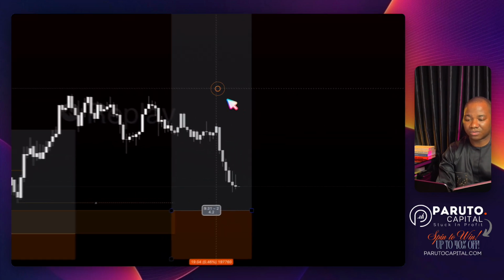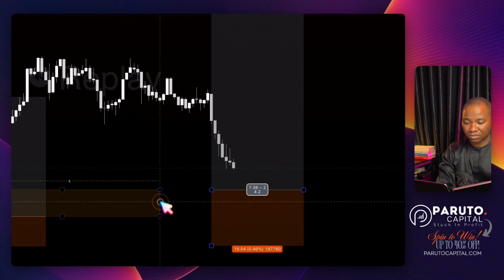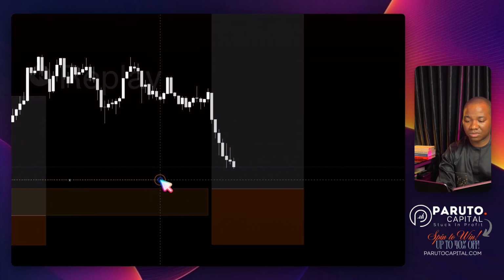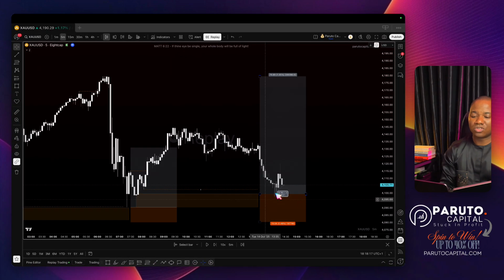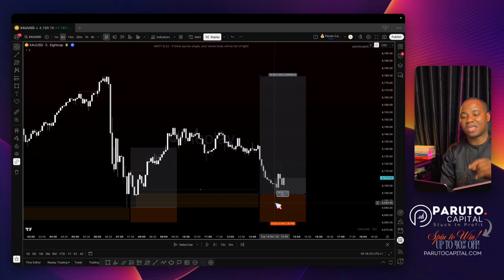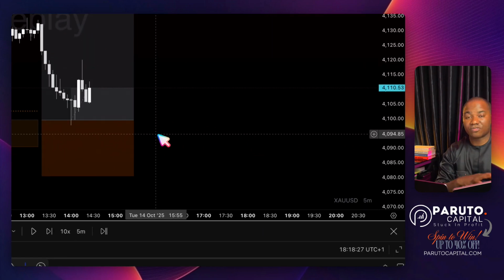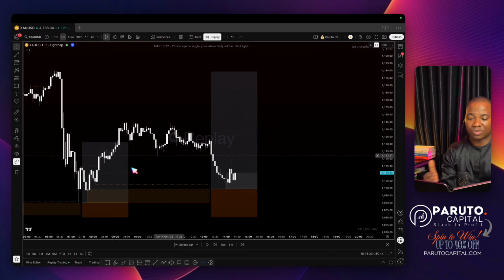Okay, so there we go. Price is approaching our entry. And there we go. So now this is around 2 p.m. UTC plus 1. This is New York session open. And we are now in the trade. So this is a confirmation entry, right? That was a very aggressive entry, but this is a confirmation entry.